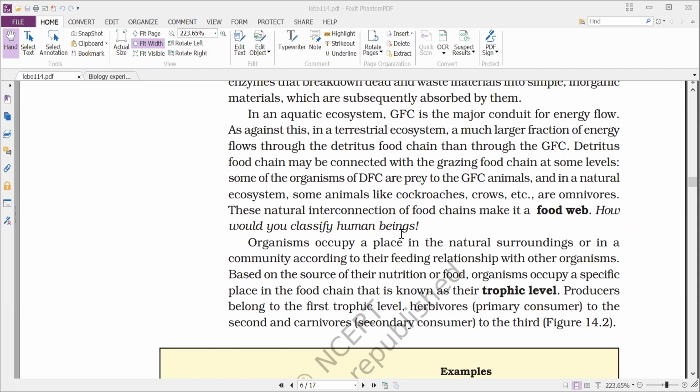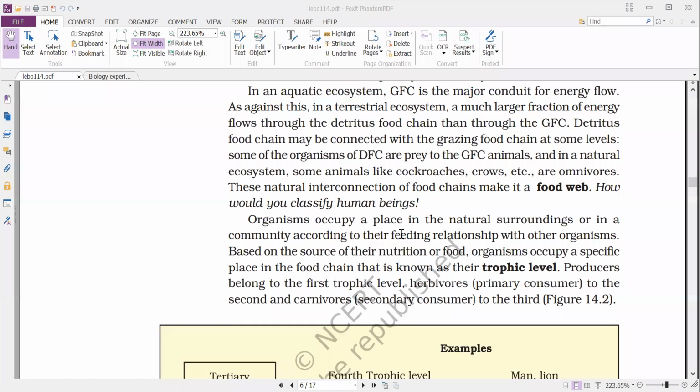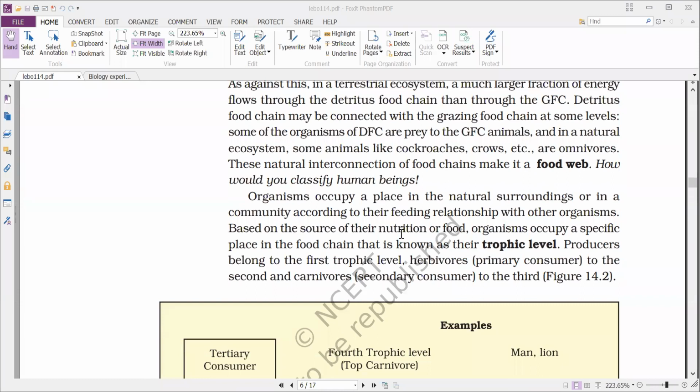How would you classify human beings? Human beings are omnivores, no exception. Even a vegetarian is also an omnivore. Why? Because he will take milk, a product that is obtained from animals. Even though he is not directly feeding on the flesh, he is using the food material that is obtained from the animal. So every human is an omnivore.